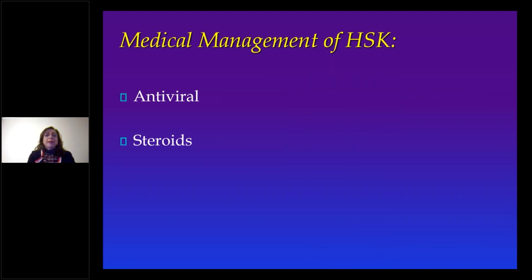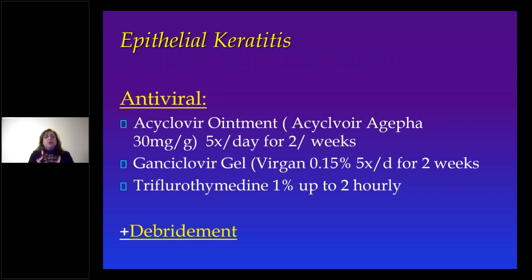So how do we medically manage herpes simplex? It's a combination of antivirals and steroids, and the whole trick is when to use what and in which quantity. So in epithelial keratitis, epithelial disease, which is a dendrite, you treat with antiviral, either acyclovir ointment, and the dose is 5 times a day for up to 2 weeks, sometimes up to 3 weeks, and it should be 5 times a day. So you can't really taper it, you can't really make it 3 times a day, because that is the dose.